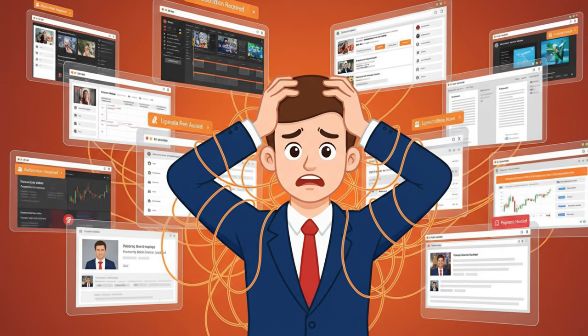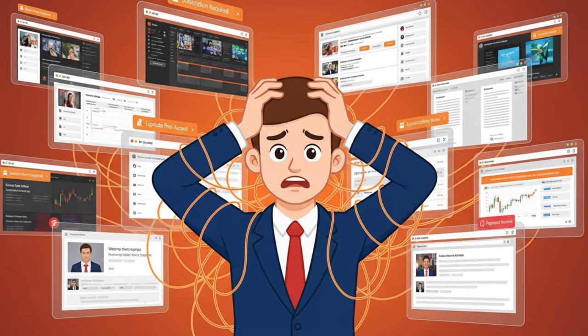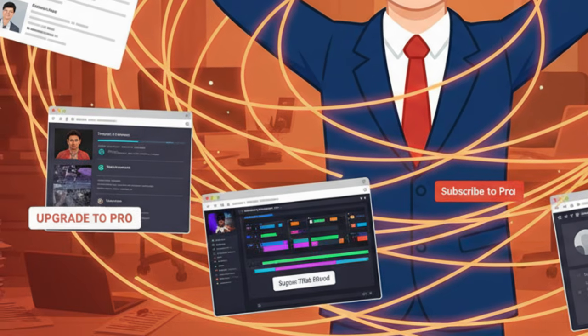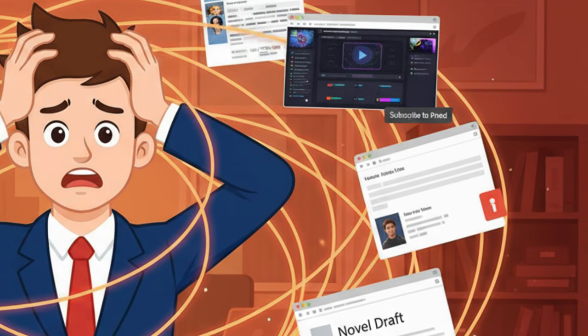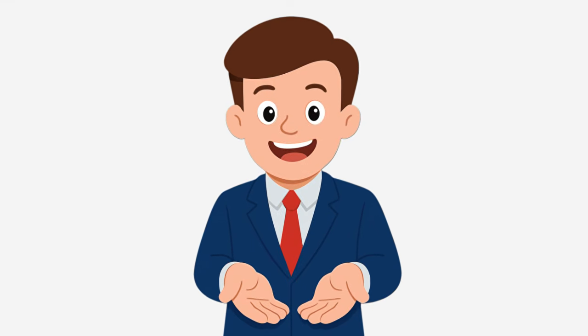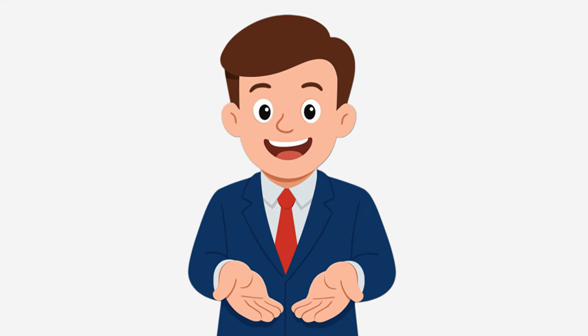Until recently, to get anything done with AI, you had to jump between 10 different websites. One for images, one for videos, one for writing, one for research. Each had its own interface, subscription, and model. But now, there's a new platform that brings all of these together in one place.